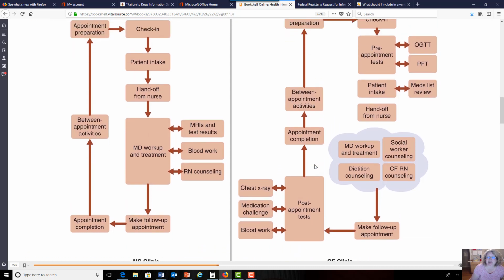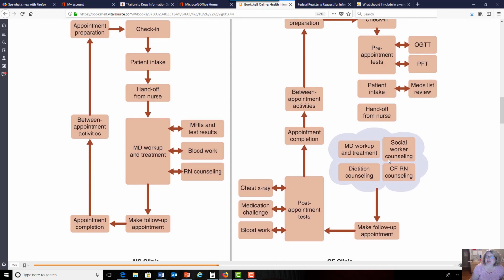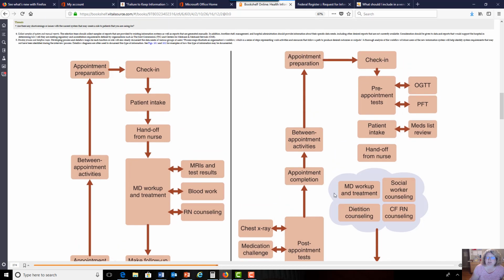Over here you have a CF clinic, and cystic fibrosis involves a lot of different factors. So you have the appointment, the check-in, your pre-appointment tests for your different issues there, your patient intake, medication list, and then you may have some social worker counseling, definitely some diet counseling, and so on and so forth. So you see, this is how this particular clinic functions and manages their information.